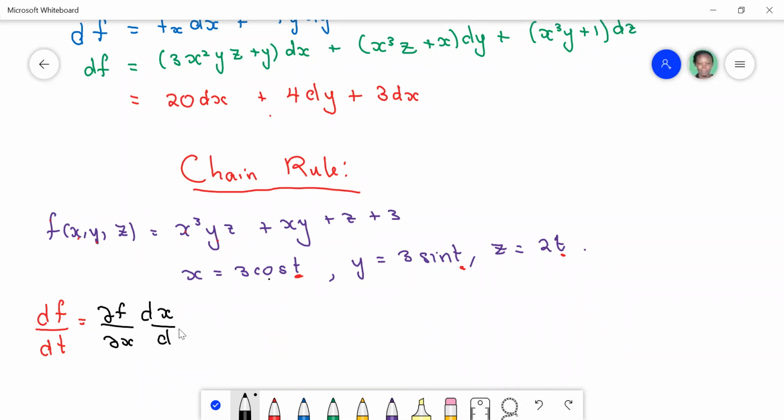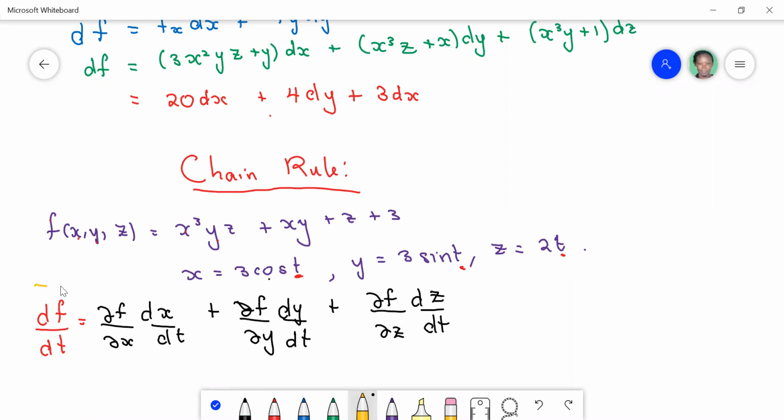This is t. Plus, we would have taken the partial derivative of f with respect to y, but our y is a function of t as well. So times dy/dt, plus the partial derivative of f with respect to z. Then z is also a function of t, so I take the derivative of z with respect to what? t. And this is what you call the chain rule.